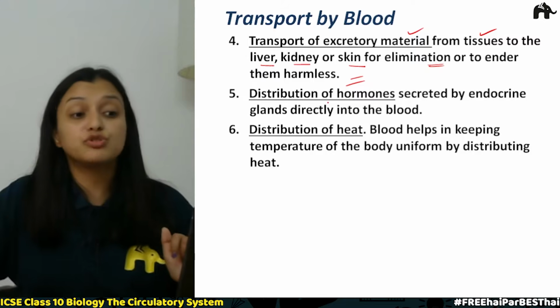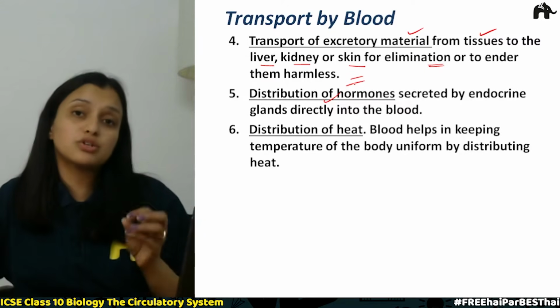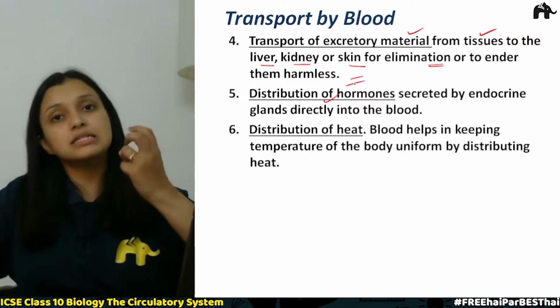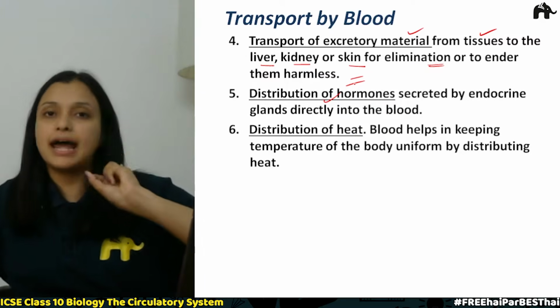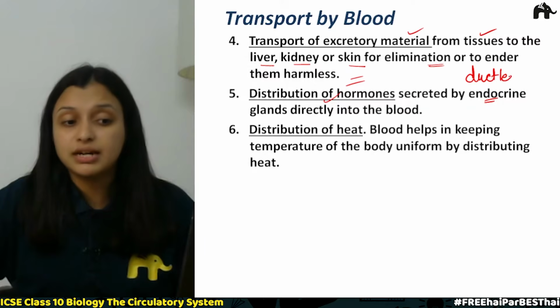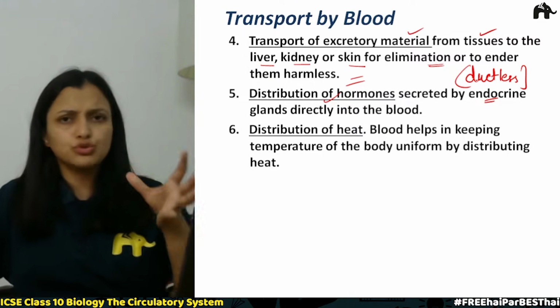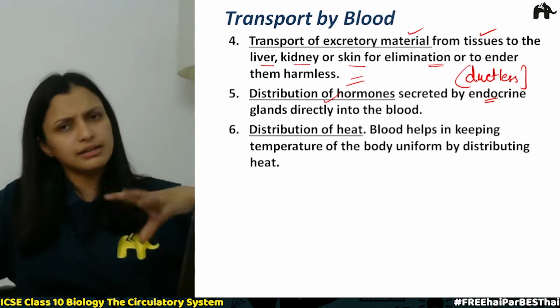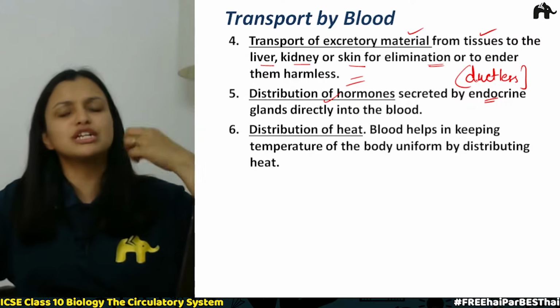The next one is distribution of hormones. These hormones are made inside our body in certain glands called endocrine glands, which we also call ductless glands, right? So they do not have any ducts. They send these hormones which they produce into the blood.